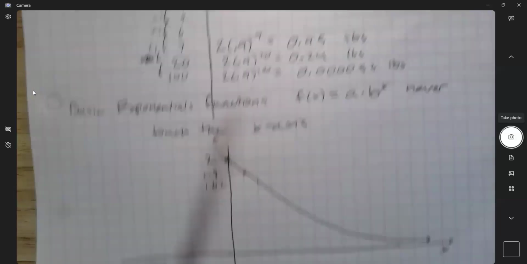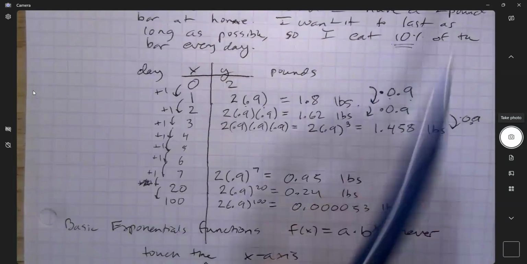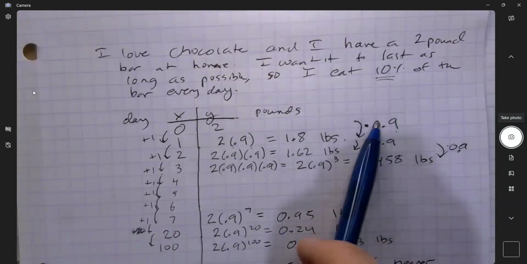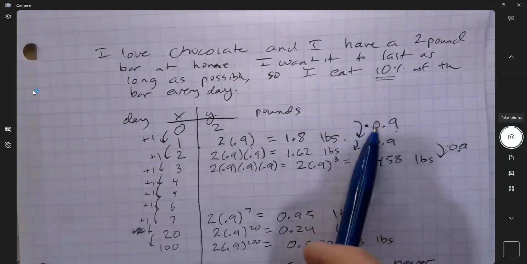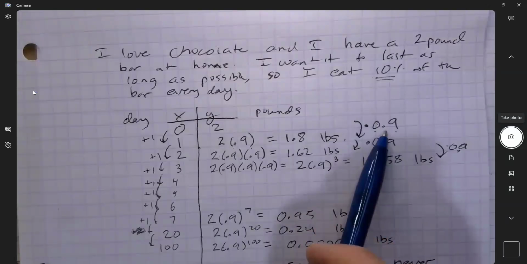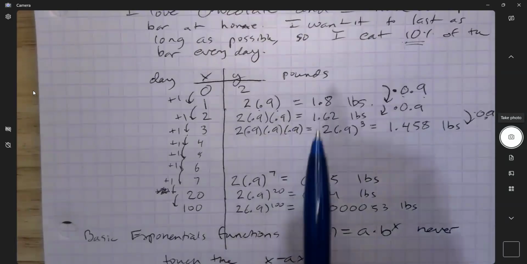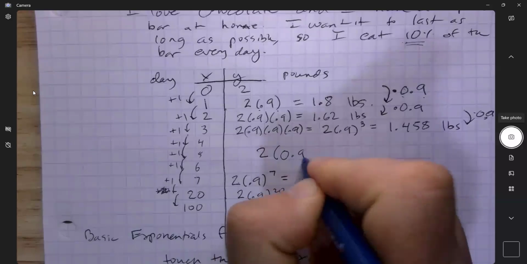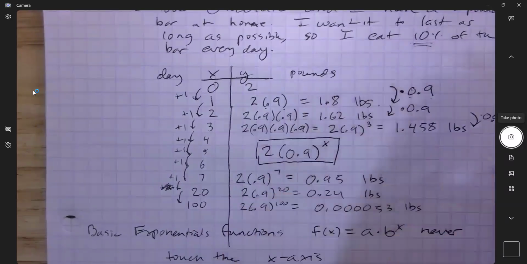All right, how do you build an exponential function? From words, you look for the rate of change. If I eat 10%, I'm losing 10%, so I'm keeping 90. That 0.9 is your multiplication factor, or the repeated multiplication, or the exponential rate of change. And then just by exploring my table representation, I got a really good picture of what that repeated multiplication is. It's 2 times 0.9 to the x. That's going to be my function.